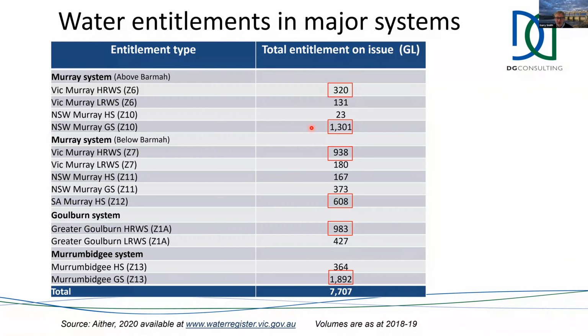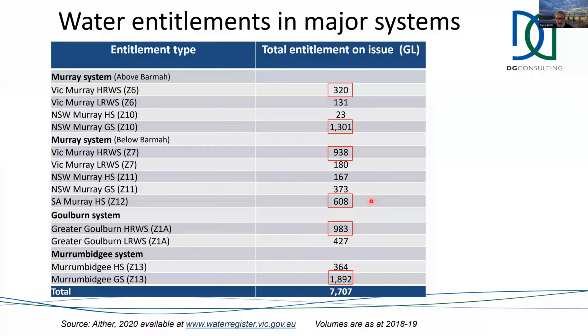Then Murray, Victorian high reliability downstream of the choke, another big entitlement pool, and also some smaller volumes in Murray General Security, but still significant, and quite a limited amount of Murray High Security. We've got those South Australian high security entitlements, and similarly in the Goulburn, there's a lot of water tied up in high reliability watersheds, and only about half of that amount is low reliability watershed entitlements. And similarly on the Murrumbidgee, the bulk of the water is assigned around general security entitlements.